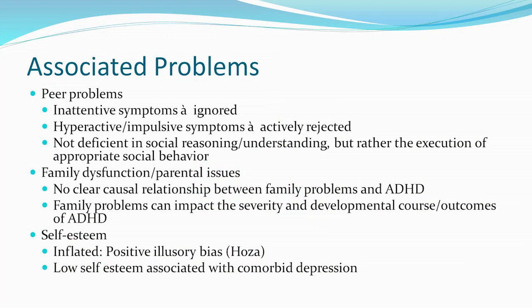What are some of the associated problems? Peer problems. Those are the people that are going to notice it first, before the teachers and parents do. They're going to be like, there's something going on here, he's always pushing, he's always doing this, and so they're going to have those problems. Inattentive symptoms are ignored. Hyperactive-impulsive symptoms are actively rejected. Not deficient in social reasoning and understanding, but rather in execution of appropriate social behaviors.